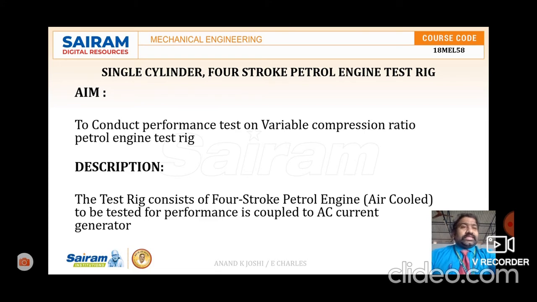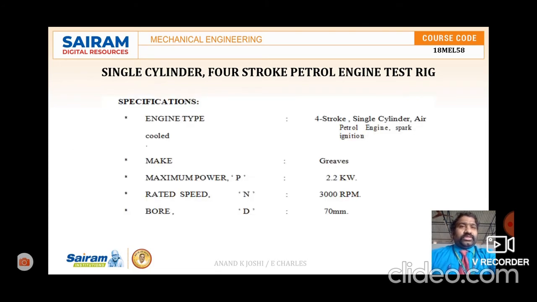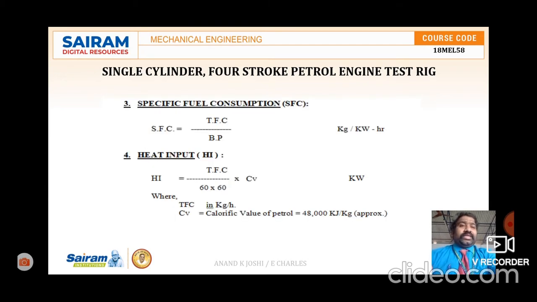Let us discuss what the specifications involved in this engine are. This is a 4-stroke single cylinder air cooled petrol engine with spark ignition, made by Greaves. The maximum power capacity is 2.2 kilowatts, the rated speed is 3000 rpm, and the bore diameter of the engine is 70 mm.